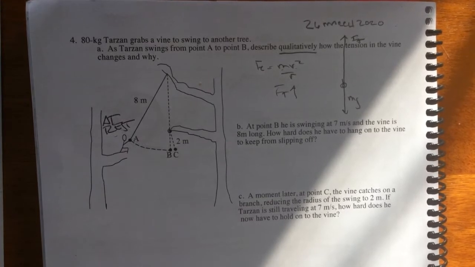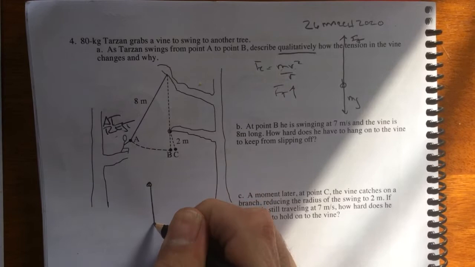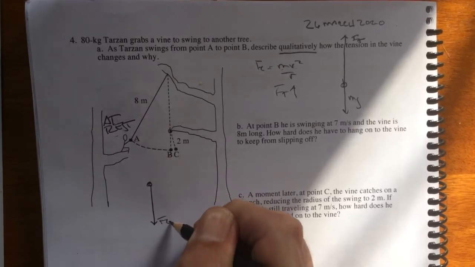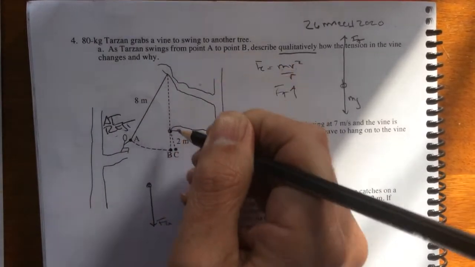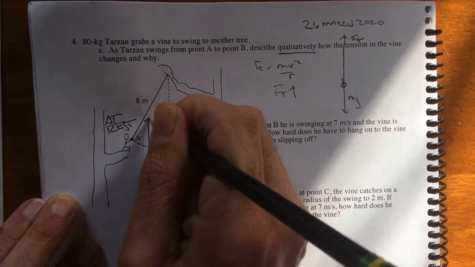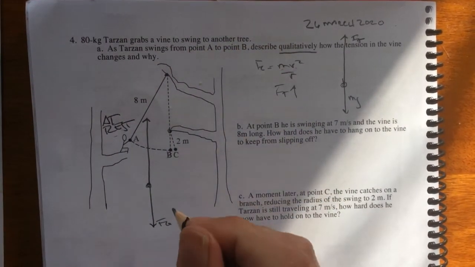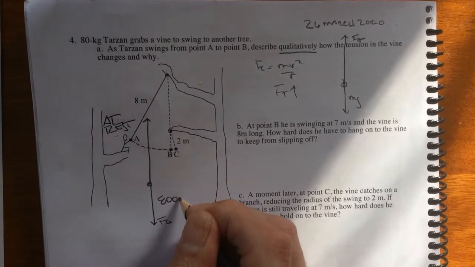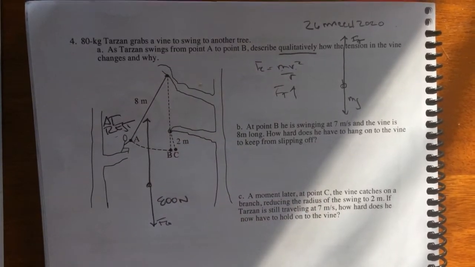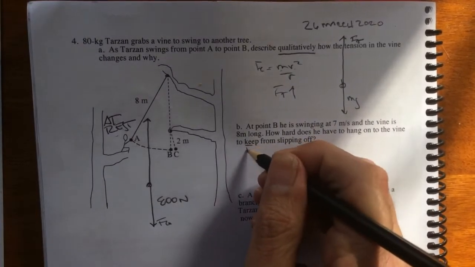At point B, he's swinging at 7 meters a second, vine 8 meters long. How hard does he have to hold on? I think a free body diagram is in order. And I know the inward force, the up force here, the force tension is going to be greater because the centripetal force is directed towards that center of rotation. I know his force gravity is 800 newtons, and I want to determine his force tension. We're going to need to calculate our centripetal force.